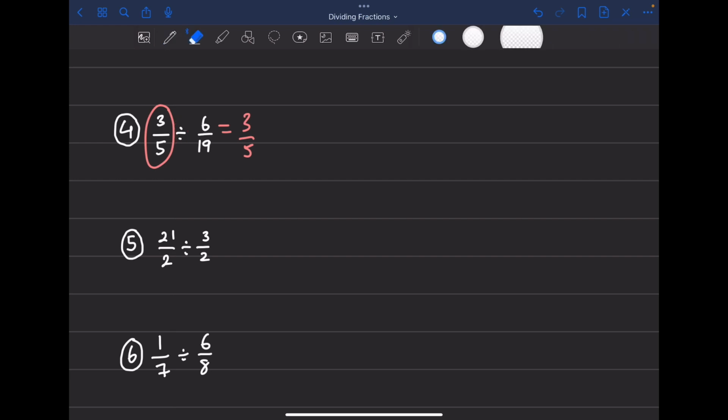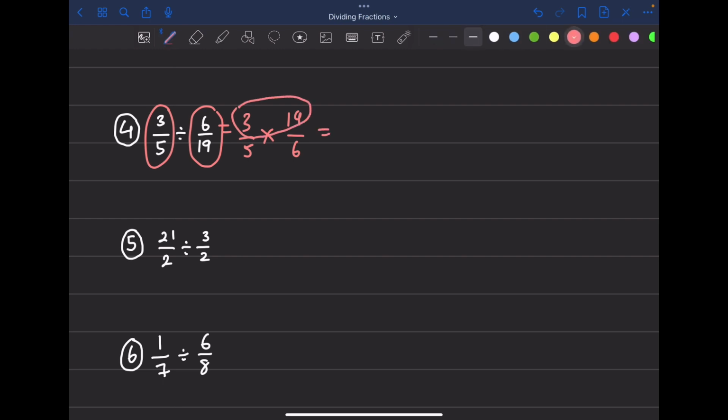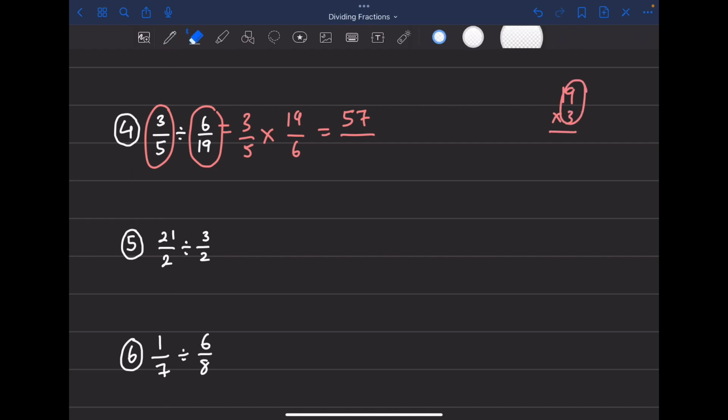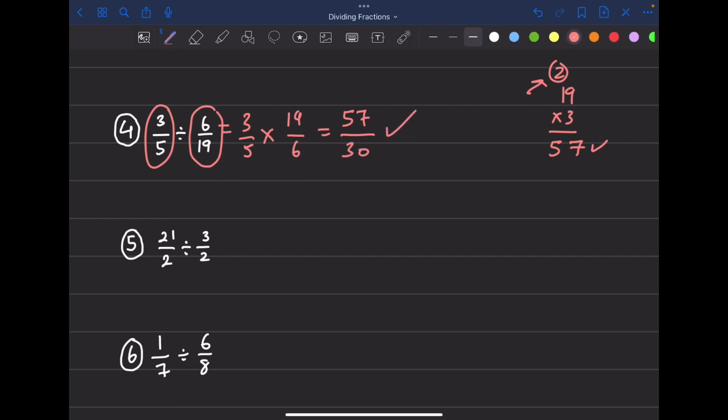Question number 4, same, so 3 over 5. Change division into multiplication, so multiply, and then flip this fraction into 19 over 6. And now if you actually multiply, 3 times 19 is 57. And if you cannot find that in your head, you can always do it on the side. So let's actually do that. So 19 times 3. 3 times 9 is 27. So 7 on the bottom, 2 on top. And then 3 times 1 is 3 plus 2 is 5. So that's that. And then 5 times 6 is 30.